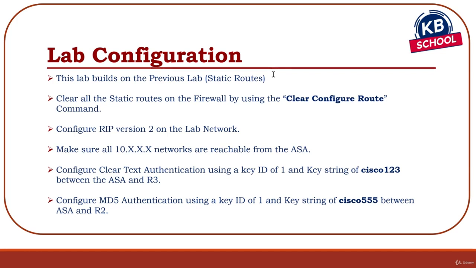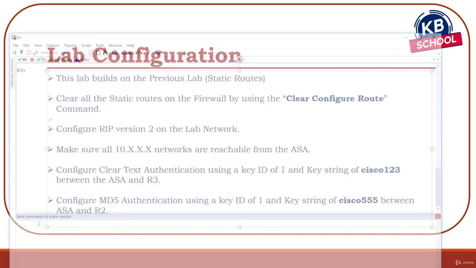First thing I'm going to do is get rid of my routes. There is a command on the ASA firewall called clear configure. The clear configure command goes into your running config and takes out the command that you specified. In my case, route was the command that created all my static routes, and I want to get rid of them. So I'll show you a before and after.